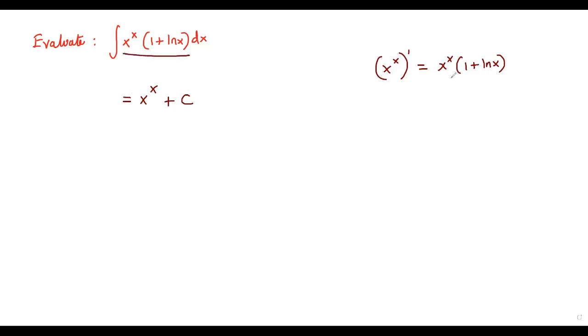What if I do not know the derivative of x^x, which equals x^x times (1 + natural logarithm of x)? So how do we have to integrate this function? Let's look at that.